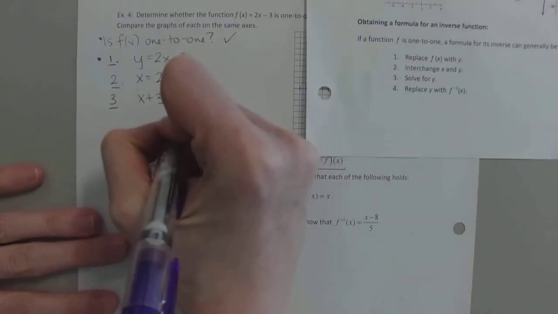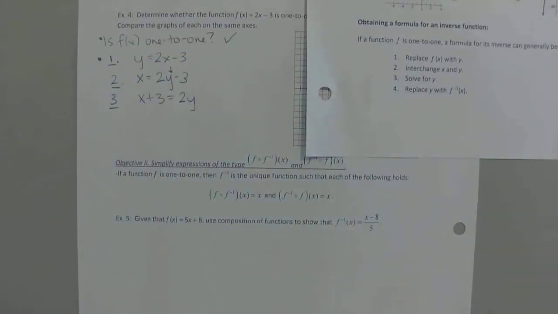And then step number 3 says solve for y. So we want to get y by itself, right? So what's the first move we're going to make? Add 3 over. So we'll have x plus 3 equals 2y. Is that okay if you can just see it visually without showing the movement, right?